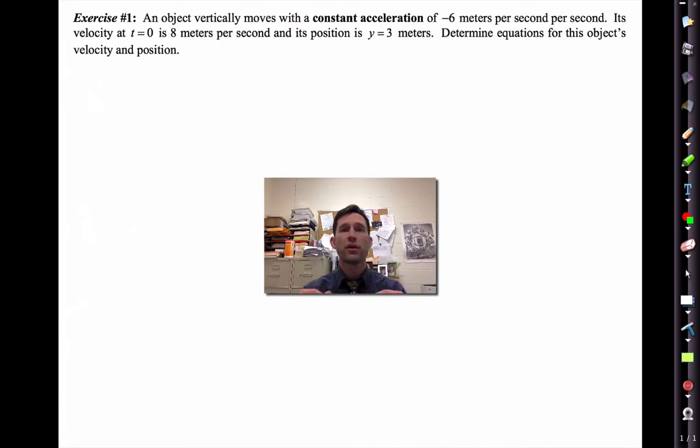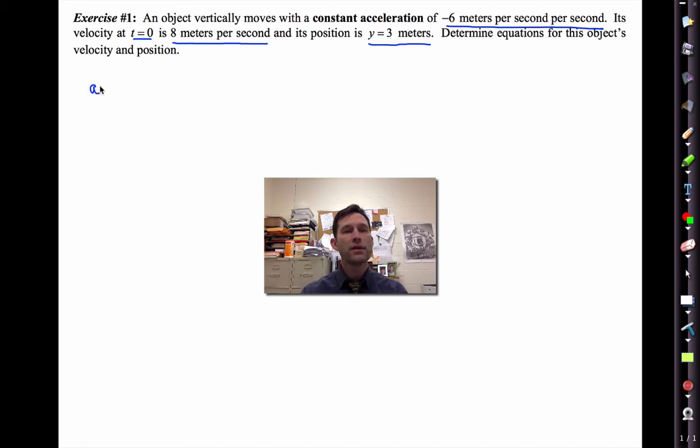An object moves vertically with a constant acceleration of -6 meters per second squared. Its velocity at t equals 0, its initial velocity as physicists call it, is 8 meters per second, and its initial position is 3 meters. What we want to do is determine equations for the object's velocity and for the object's position.